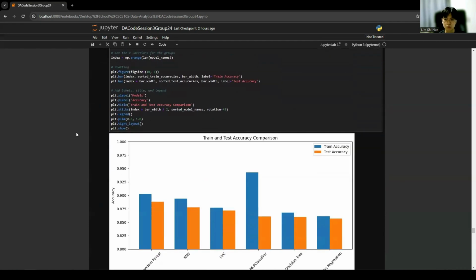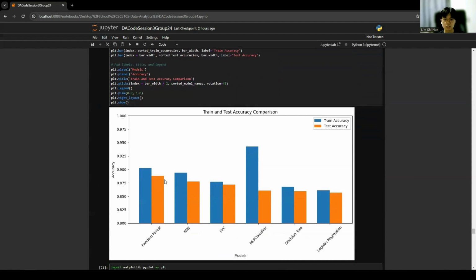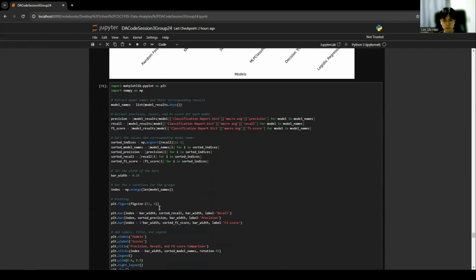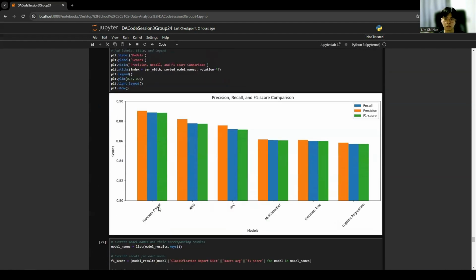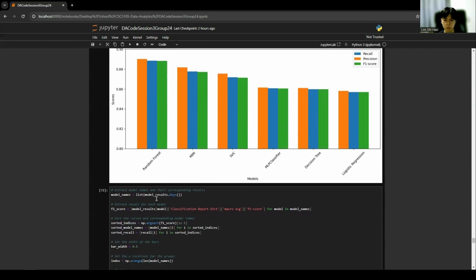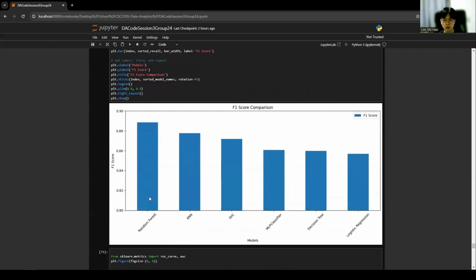Subsequently, we plotted the train and test accuracy to see which had the best test accuracy, which was random forest. Next, we also showcased the precision, recall and F1 score. Again, random forest performed the best. Finally, for F1 score, random forest was the best.